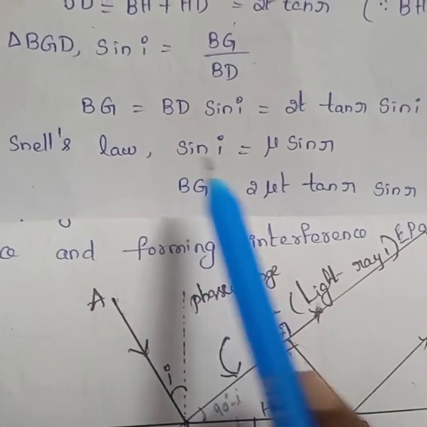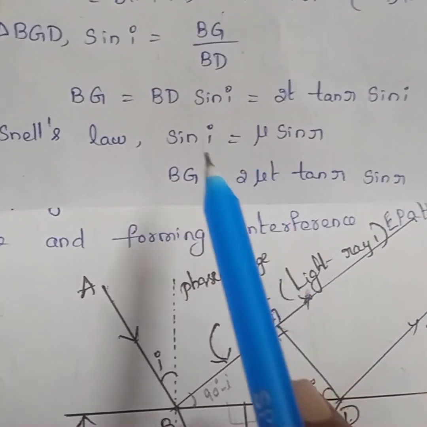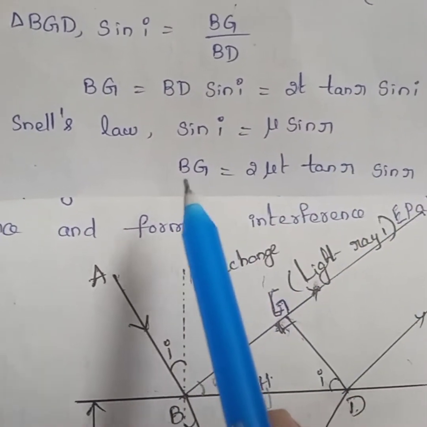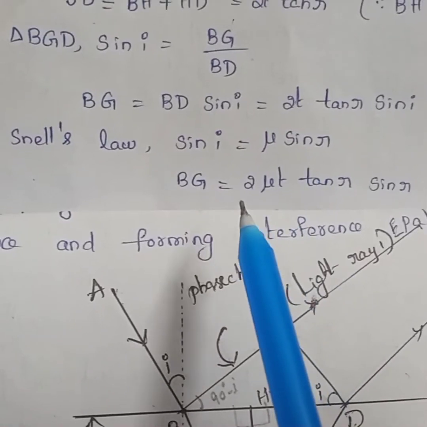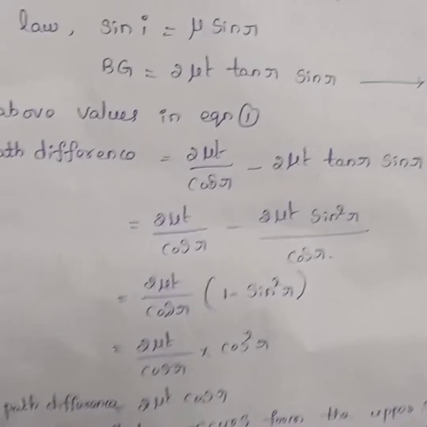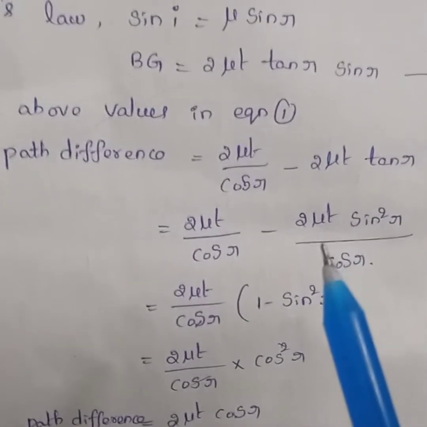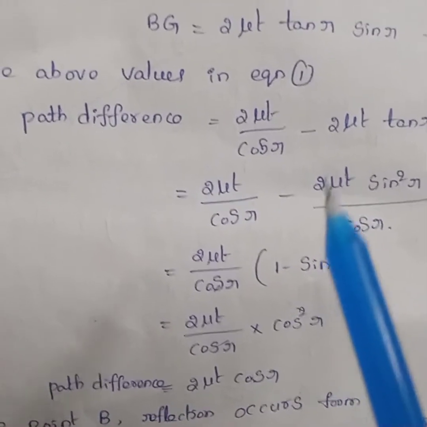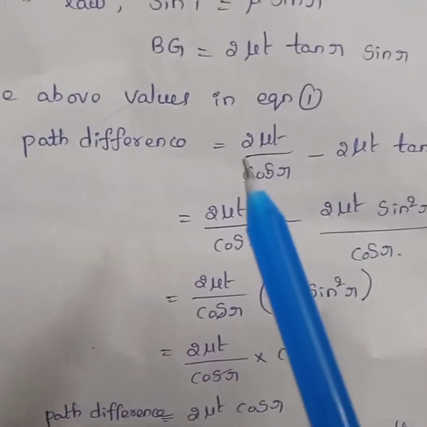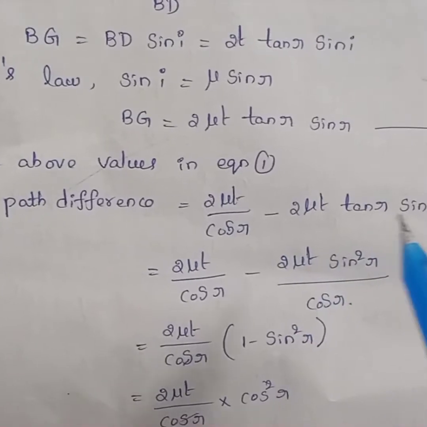So according to Snell's law, we know that refractive index is equal to sin i by sin R. So from that, we can write sin i is equal to mu into sin R. Then substituting that value, we get BG is equal to 2 mu t tan R sin R. So now we have to substitute all these values in the path difference equation. So the path difference is equal to, already we know, mu into BC plus CD minus BG. So BC plus CD is equal to 2 mu t by cos R minus 2 mu t tan R sin R.